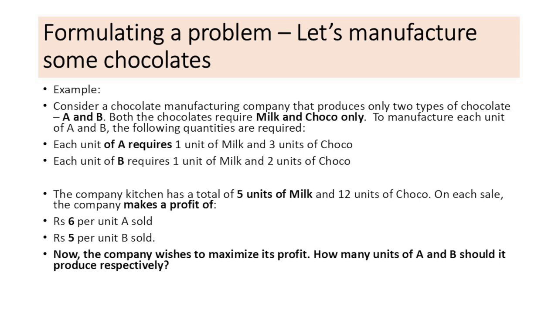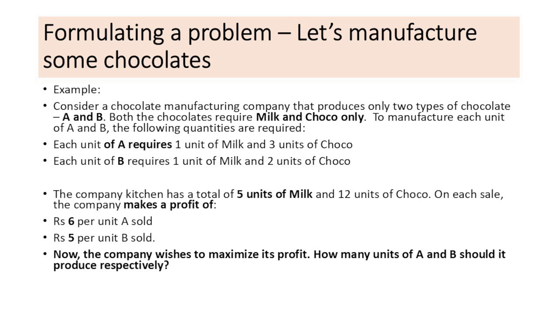Consider a chocolate manufacturing company that produces only two types of chocolate, A and B. Both the chocolates require milk and chocolate. So the factors are given. Each unit of A requires 1 unit of milk and 3 units of chocolate, and B requires 1 unit of milk and 2 units of chocolate. And the company kitchen has a total of 5 units of milk and 12 units of chocolate. This is the limiting factor.